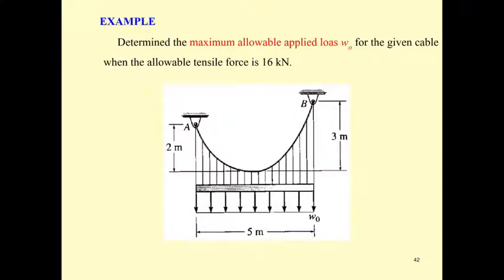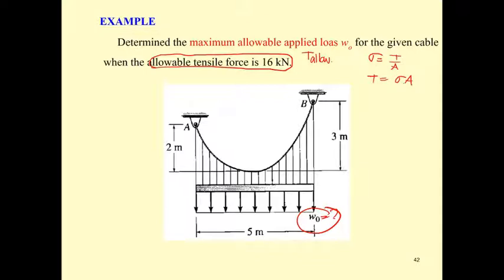Next, we are going to determine the W this time. We are going to find the W. When it says the allowable tensile force is 16 kilonewton, that is going to be T allowed. And to make sure you understand it, you have sigma equal to T over A, and then T equal to sigma A. By doing this, you have T allowed equal to sigma allowed times A.